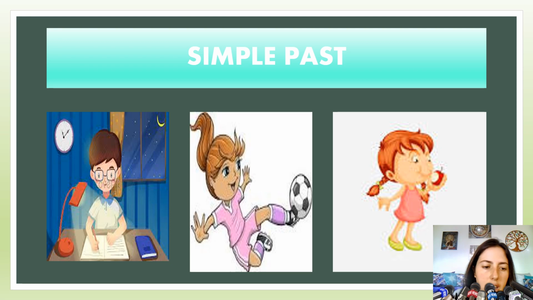And the last picture is negative sentences. The structure is subject plus did not or didn't plus verb in present plus complement. This example is: I didn't eat an apple this morning.